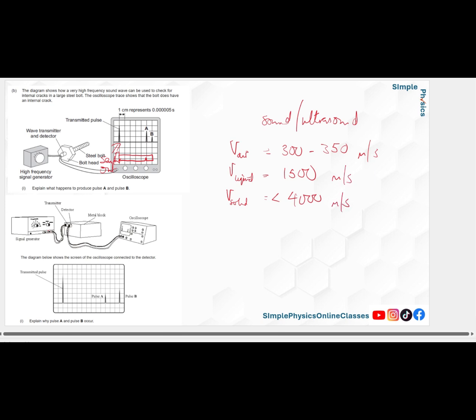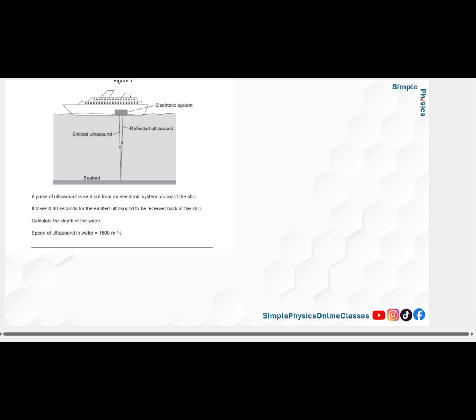So if you look at this now, so we've got this question. A pulse of ultrasound is sent out from an electronic system on board the ship. It takes 0.8 seconds for the ultrasound to be received back. So the time taken to go there must be half of that. So that's 0.4 seconds. Calculate the depth of the water, so they want the distance, which is equal to VT, because all we're using is speed is distance over time, and they gave you the speed.